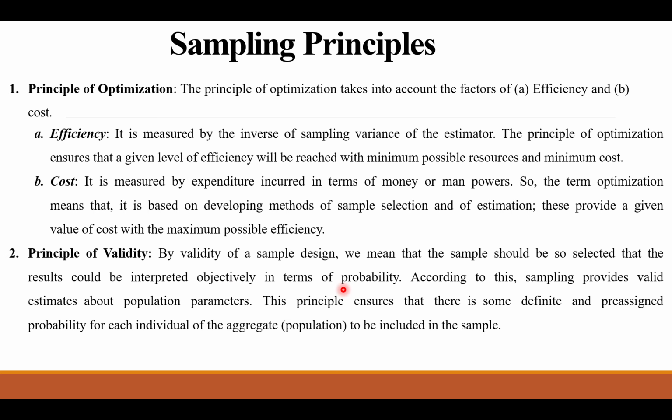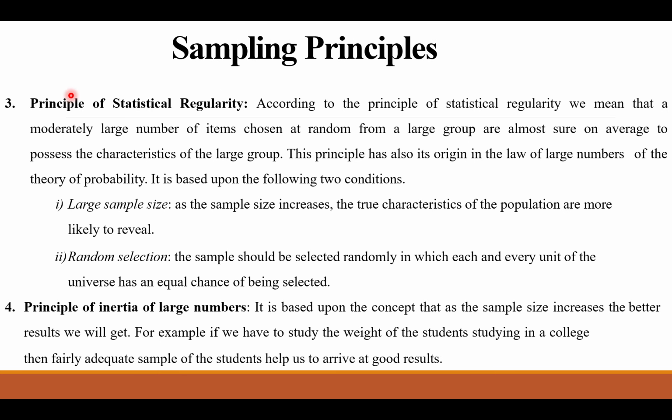This provides a given value of cost with the maximum possible efficiency. Then the second one is the principle of validity. By validity of the sample design, we mean that the sample should be so selected that the results could be interpreted objectively in terms of probability. According to this, sampling provides valid estimation about the population parameter. This principle ensures that there is some definite and pre-assigned probability for each individual or aggregate. Aggregate means here we are taking the population to be included in the sample.